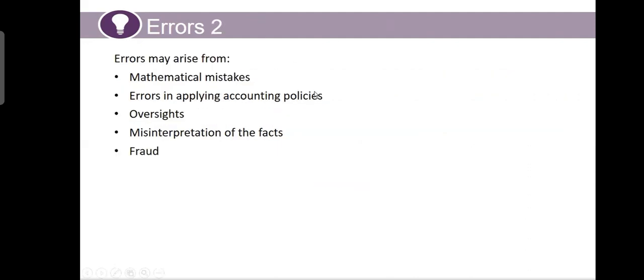So what do we do? Errors may arise from mathematical mistakes, errors in applying accounting policies, oversights, where you just ignored something, or misinterpretation of the facts. I'll tell you a very common thing, a real-life example. We purchased some equipment, and I'm telling you the real numbers, for approximately 9 million. So we purchased this equipment for 9 million, and then we had some transportation.